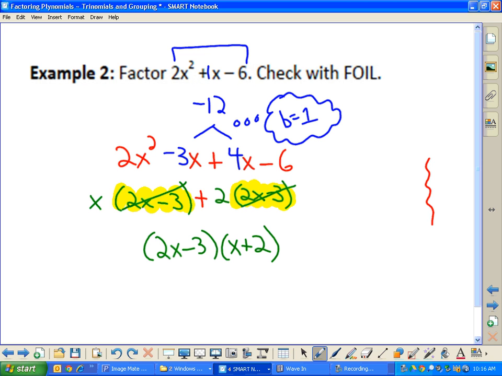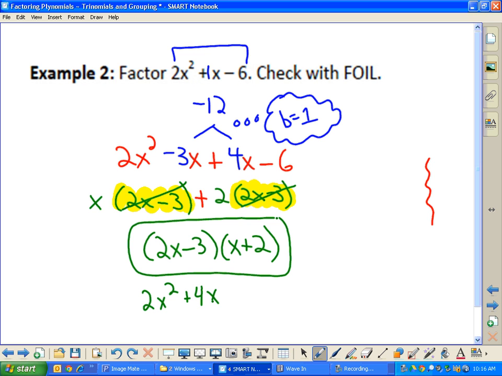And then I check it with FOIL. I think I did it right. Pretty sure I did. So 2x times x is 2x squared. Outers is 4x. Inners is negative 3x. My last is negative 6. Simplify this. Hey, look, it matches. I'm pretty happy about that. So I know I got the right answer there.